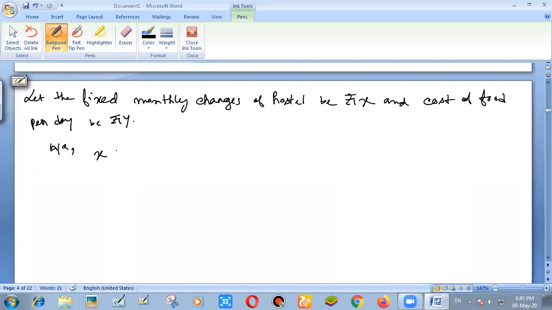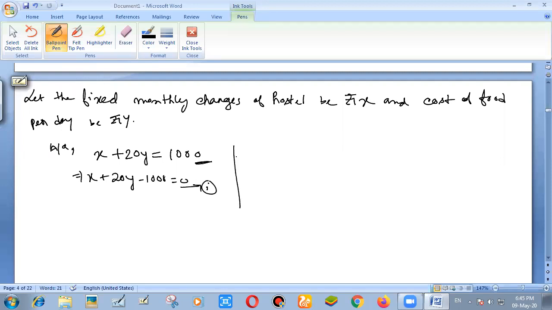So what is the first condition? X plus 20y, yes 20y, good, because A is taking food for 20 days. 20y will be equal to 1000. So you have to form this equation: X plus 20y minus 1000 equal to 0. This is equation number 1.